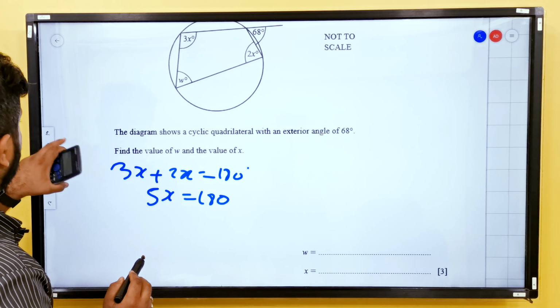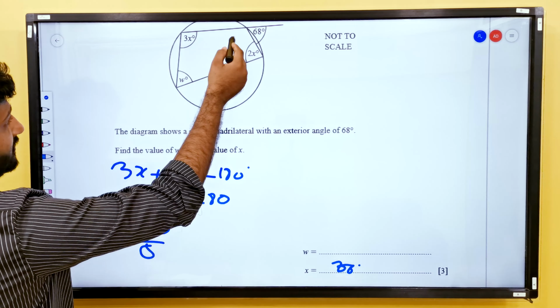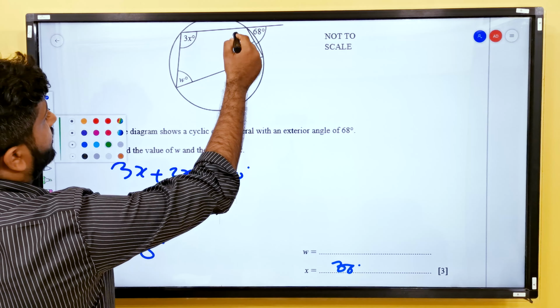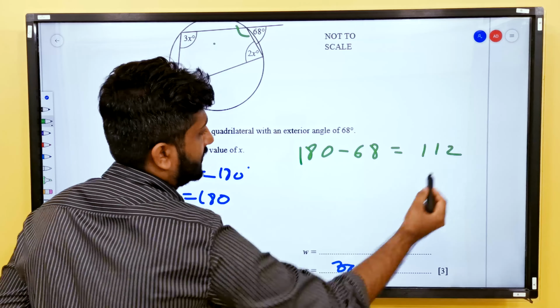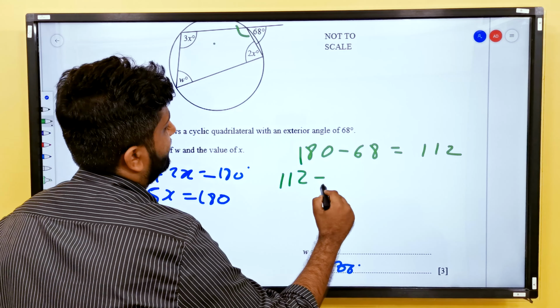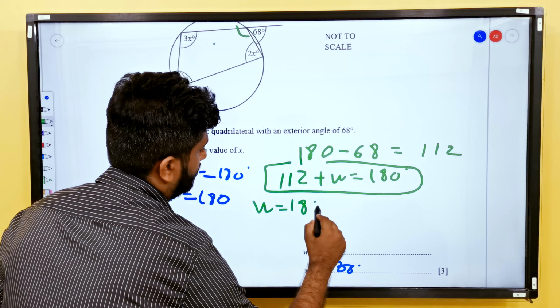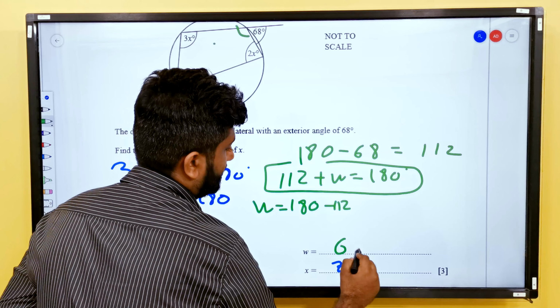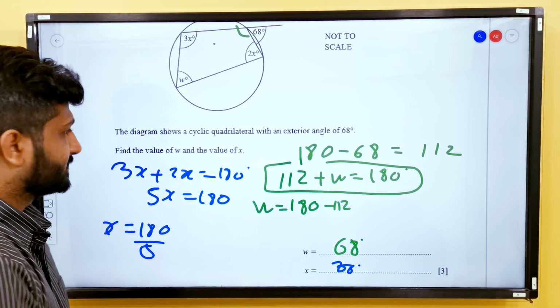And as this forms an exterior angle, this angle is going to be 180 minus 68, which is 112 degrees, and 112 plus W is equal to 180. So from there I can write W is equal to 180 minus 112, which is 68 degrees.